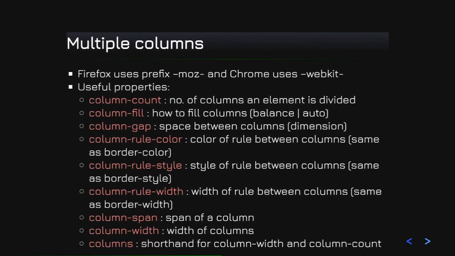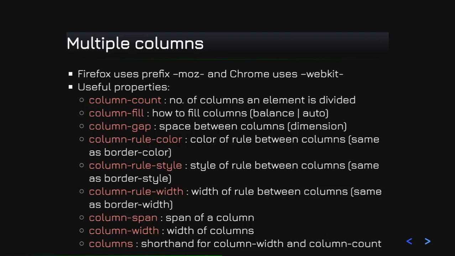A specific example. Now we can structure our document into several columns using these CSS properties: column count, column fill, column gap, and so on. This specifies the number of columns in the document. The document will look like an article in a paper. It is structured in columns. The column fill specifies how we fill the columns, balance or auto. The column gap also specifies the space between the columns.